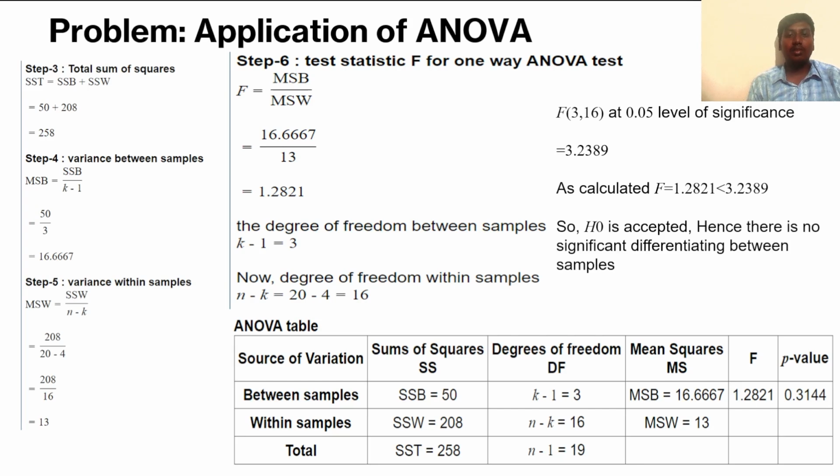The degree of freedom between samples is K minus 1, that is equal to 3. The degree of freedom within samples is N minus K, that is 20 minus 4, equal to 16. The table below is the ANOVA table representation for the above example problem. We can conclude that F of 3, 16 at 0.05 level of significance is equal to 3.2389 as per the F ratio table. As calculated, F is equal to 1.2821, which is less than 3.2389. So H0 is accepted, hence there is no significant difference between samples.